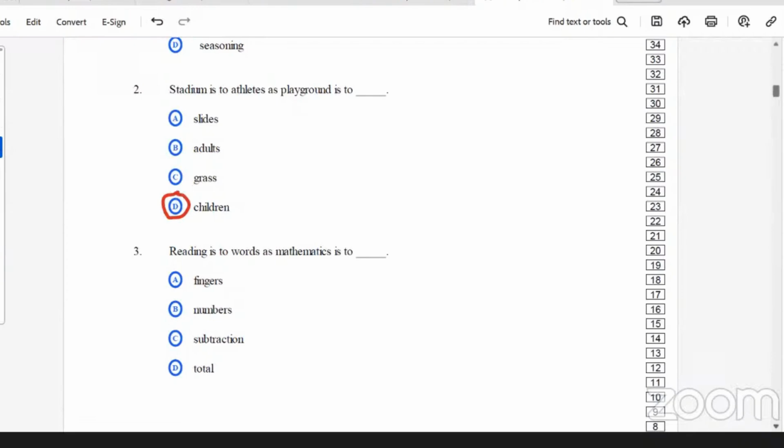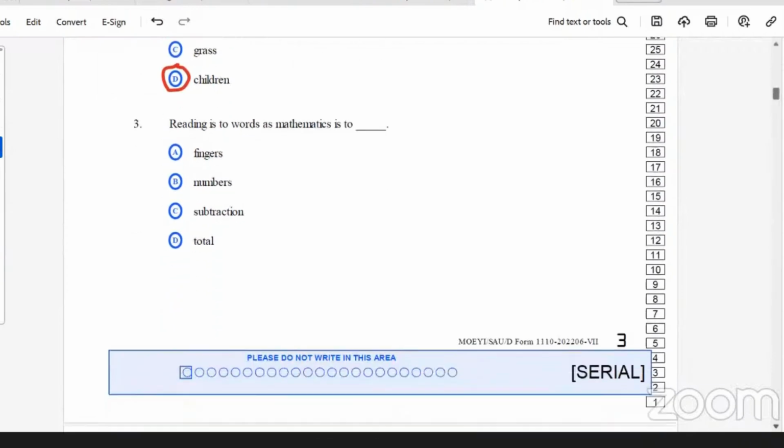All right, so question 3. Reading is to words as mathematics is to. Is it fingers, numbers, subtraction, total? We read words, so with mathematics, we work with numbers. So the answer would be B.